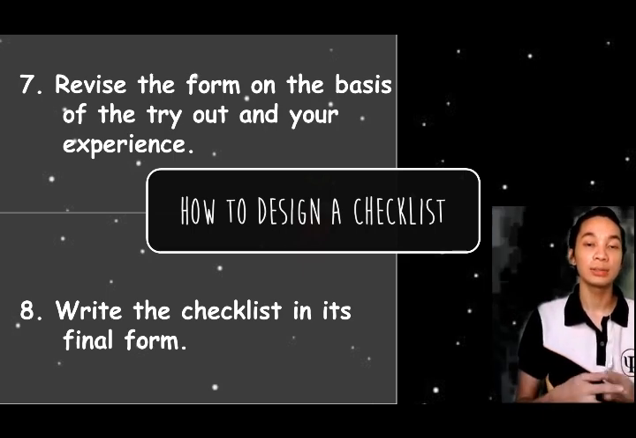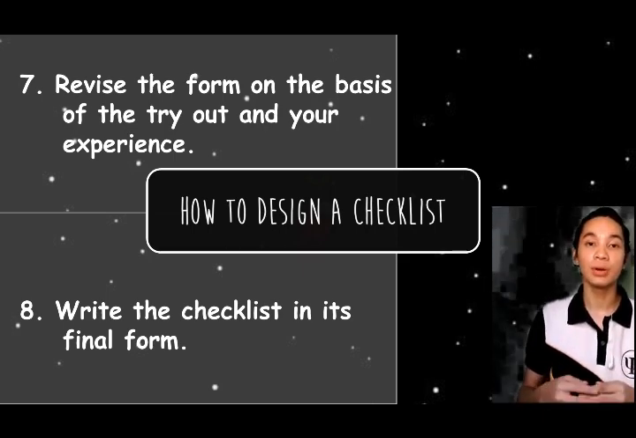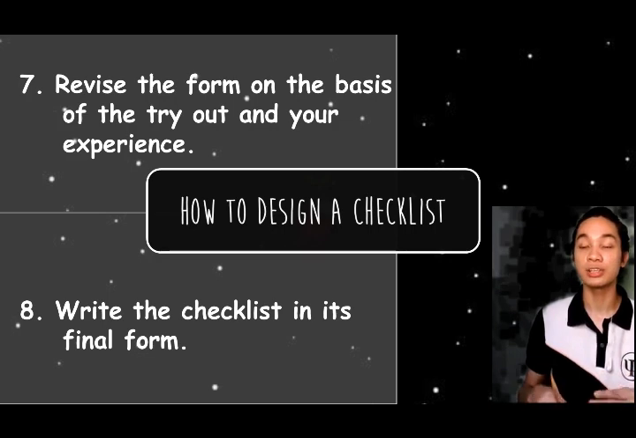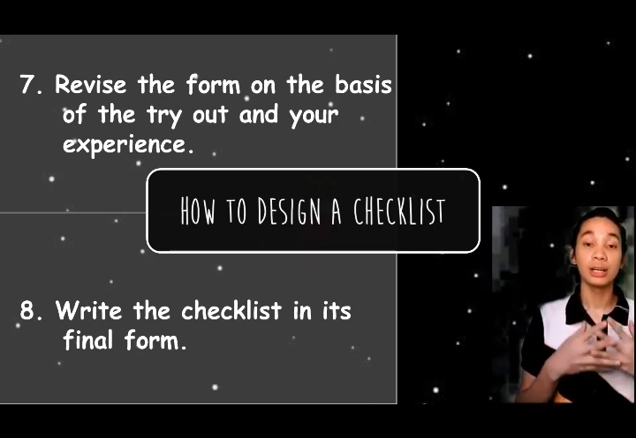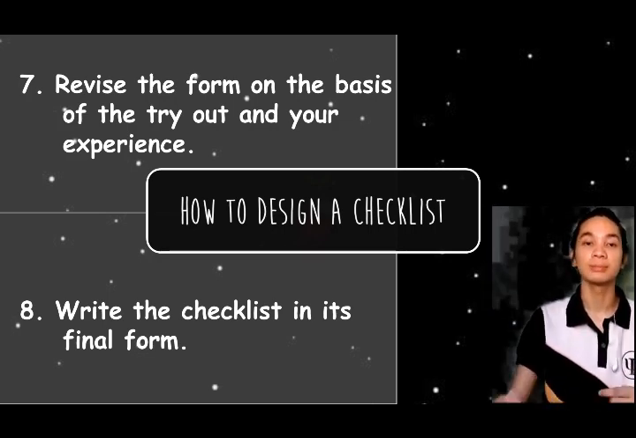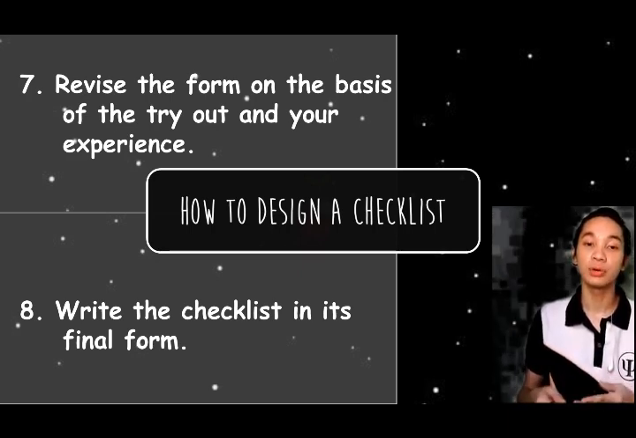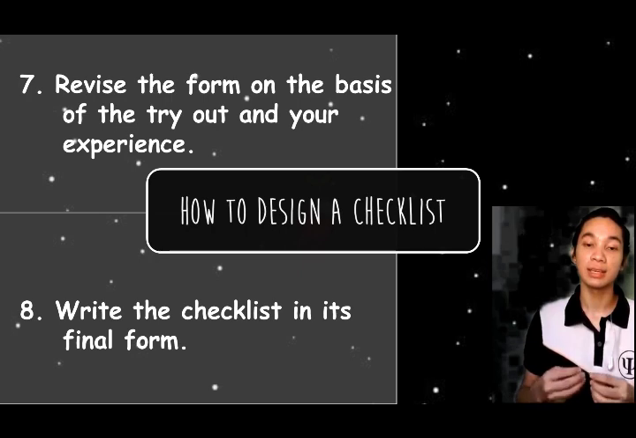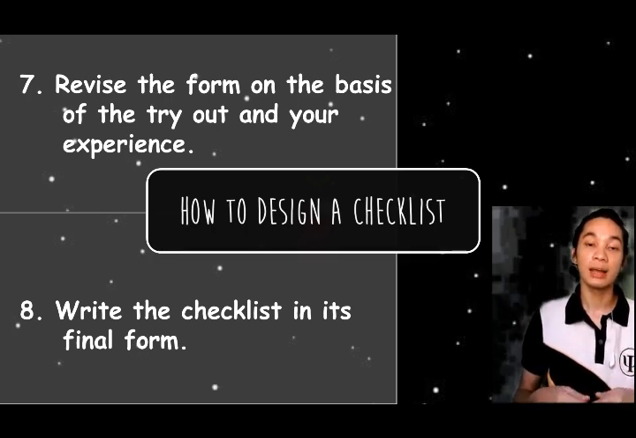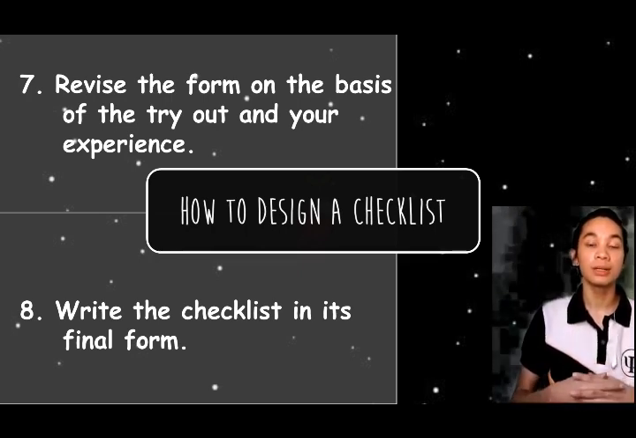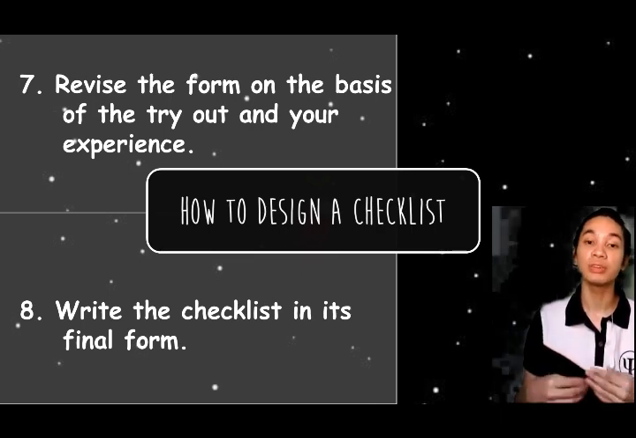After trying it out, you must revise the form on the basis of the tryout and your experience in order for your checklist to improve and be better. Number 8. Write the checklist in its final form. This is the final step of designing a checklist. Then, after having the final form, you can now conduct an observation.